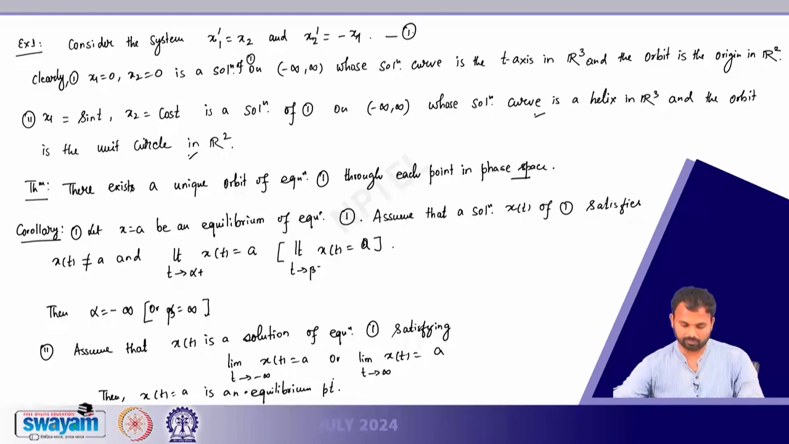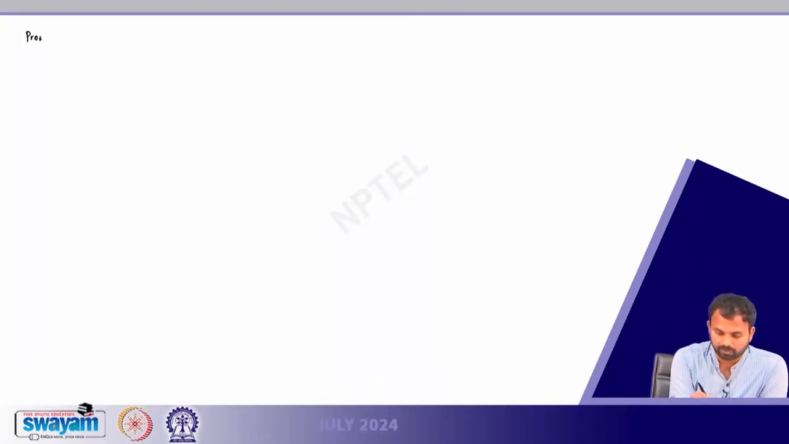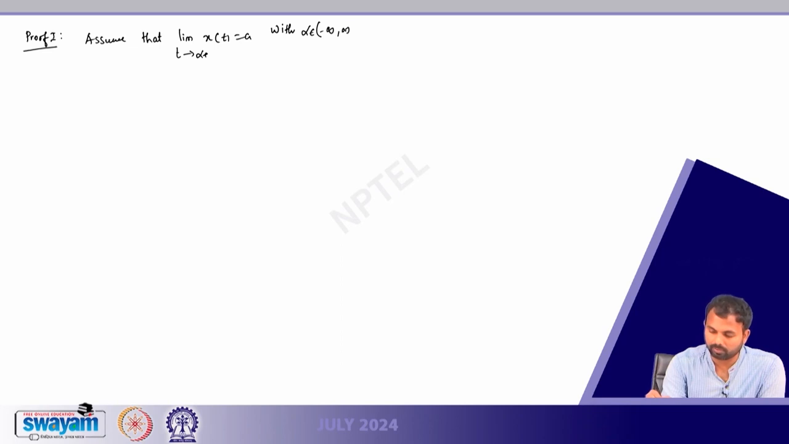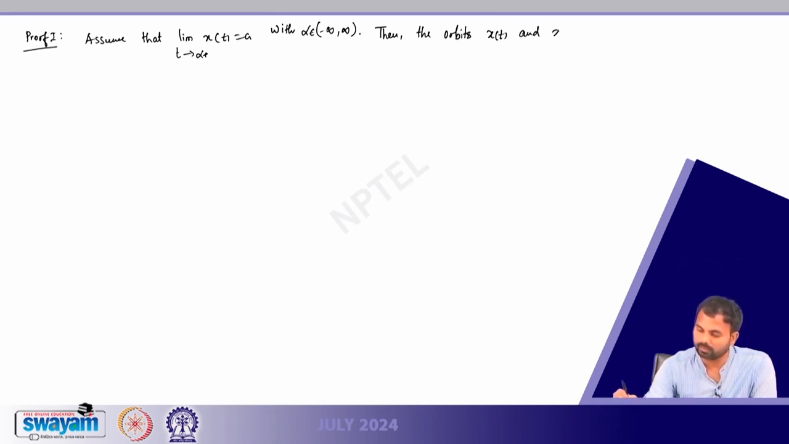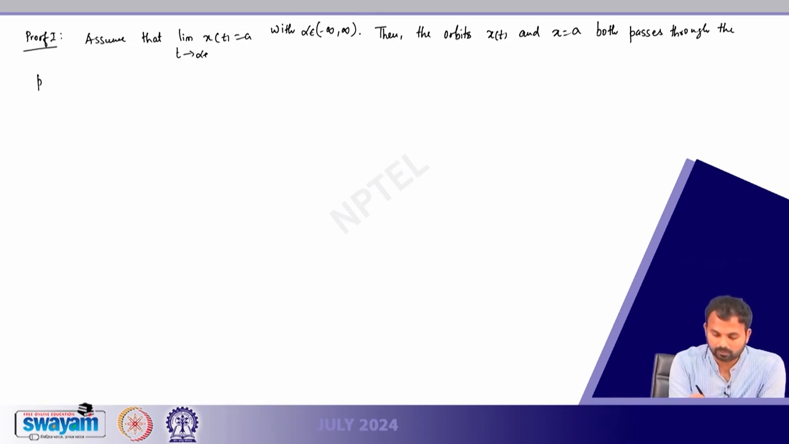Now, for the proof, I will prove just the first part, corollary 1. I will just prove the first part and the second part proof will go as it is. So assume that limit t tends to alpha positive of x(t) equals A, with alpha belonging to minus infinity to plus infinity, right. Then the orbits x(t) and x equals A both pass through the point A in the phase space, right, according to that theorem.